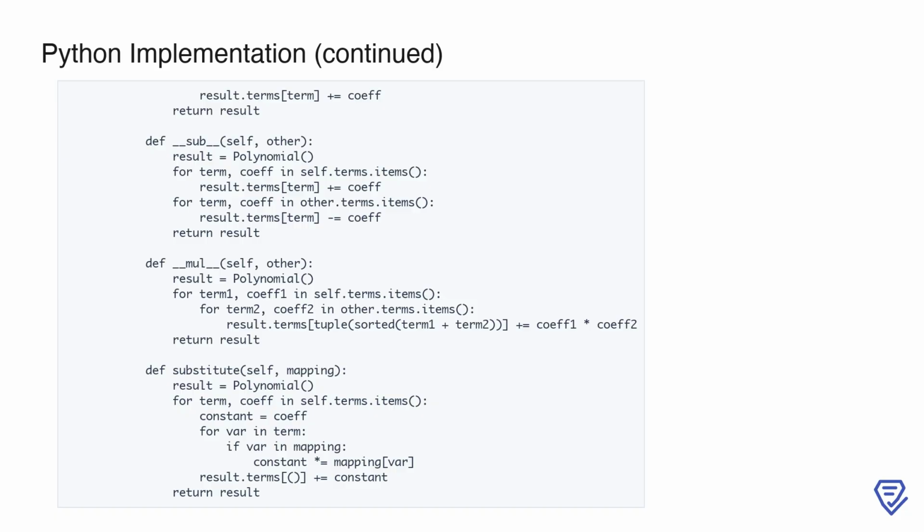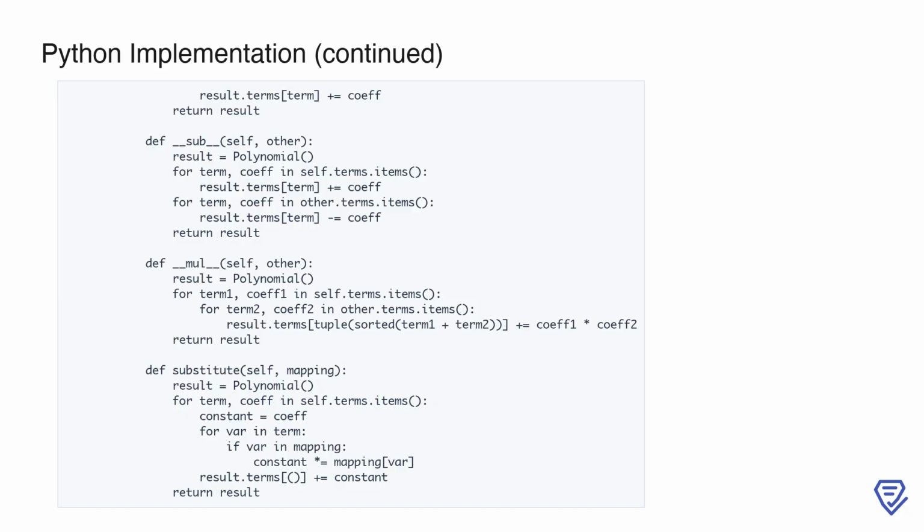For multiplication, the __mul__ method computes the product of two polynomials by iterating through all term pairs. It combines the variables of each pair, sorts them, and computes the new coefficient as the product of the original coefficients. The resulting terms are stored in a new polynomial.